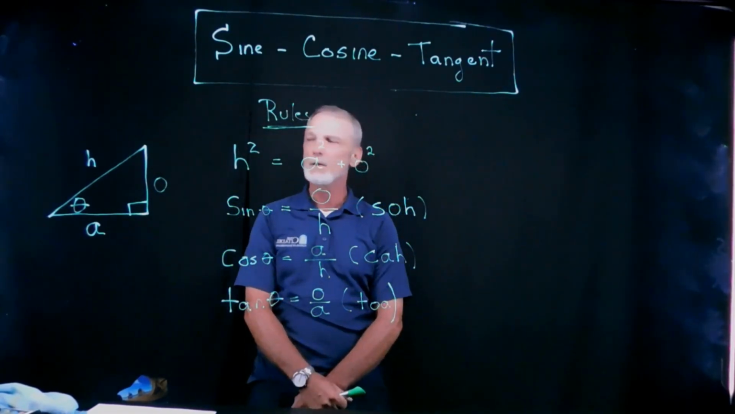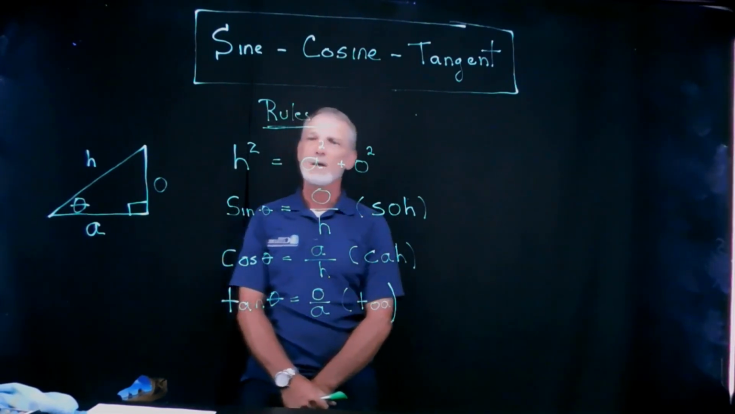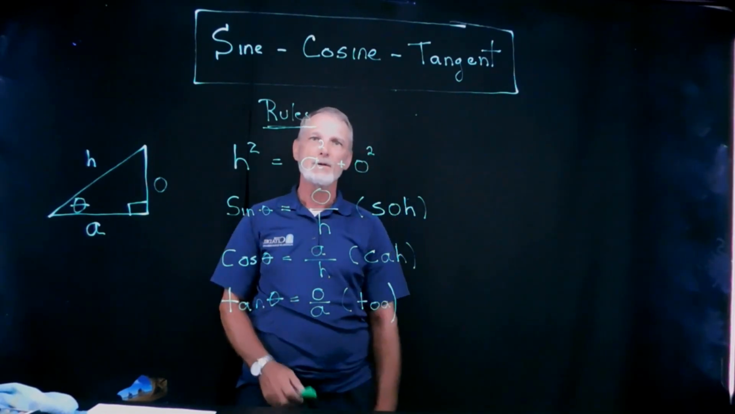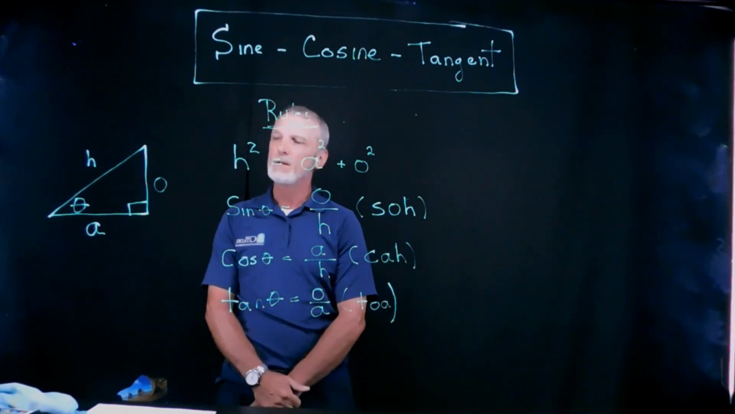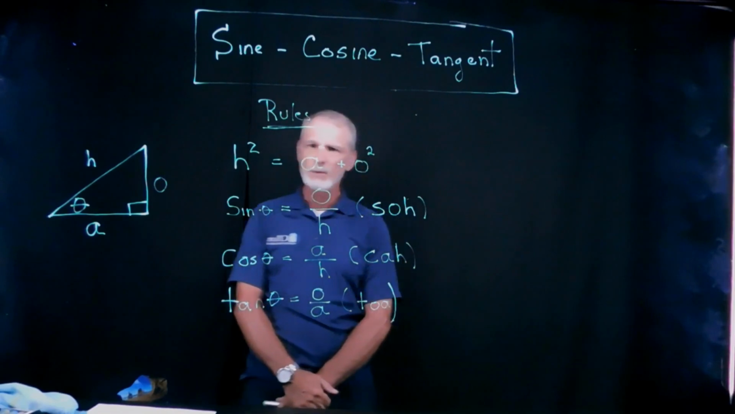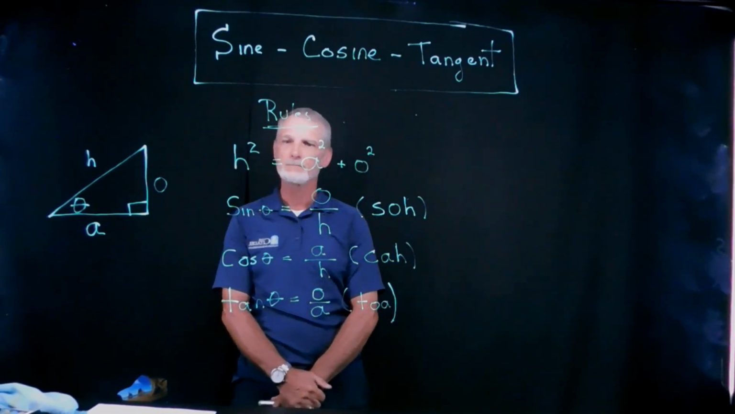As we know, the sides of the triangle are related to each other in a number of different ways. The first way that they're related is by the Pythagorean theorem. And that theorem says that the hypotenuse squared is equal to the adjacent side squared plus the opposite side squared. So if we know any two of the sides, we can find the third side using this equation.